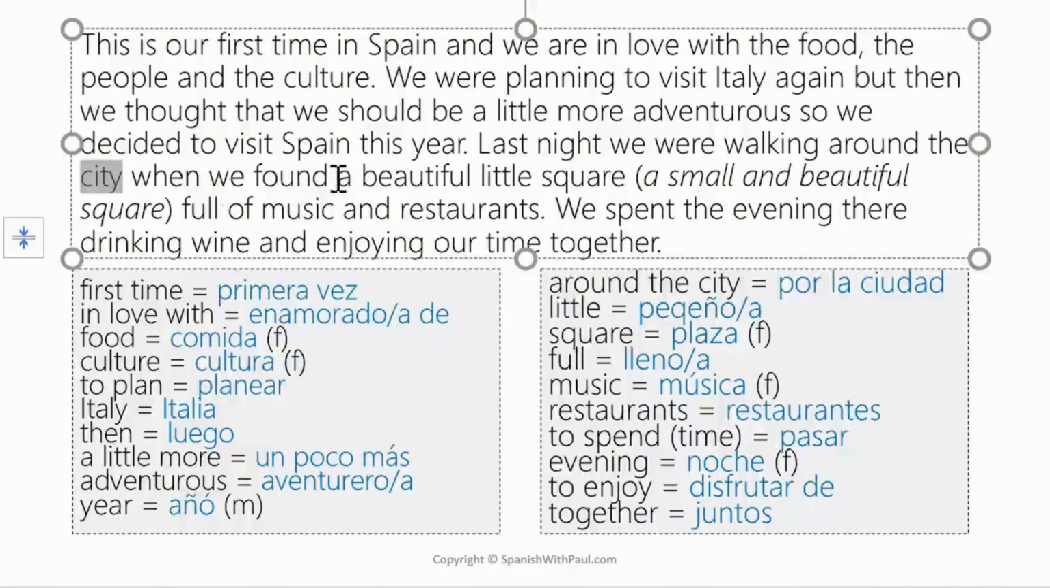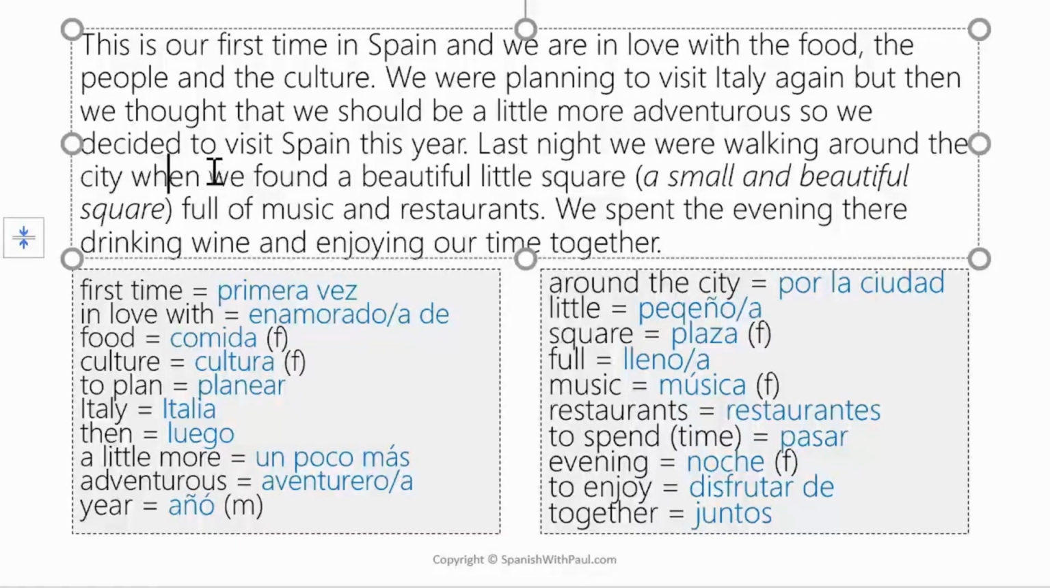When we found, this is an event, right? We found something. Cuando encontramos. Now here it says a beautiful little square, and that is very common phrasing in English. But in Spanish, the way that they would express that sequence would be a small and beautiful square. Now it's important to focus on the noun, which is the square, la plaza. So it's classified as a feminine noun, and that is going to affect a lot of other things around it.